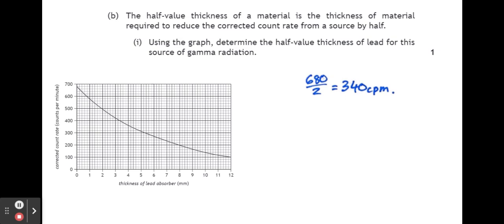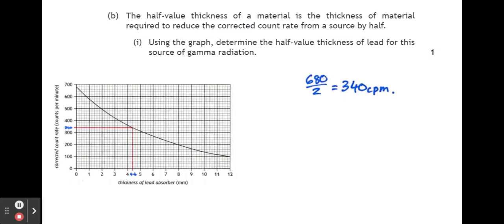Now we need to have a look at our graph and find out where 340 lies on that graph. So we read across from the corrected count rate of 340 and then read down to the thickness of lead absorber required, and we find that it is 4.4 millimeters of lead required.